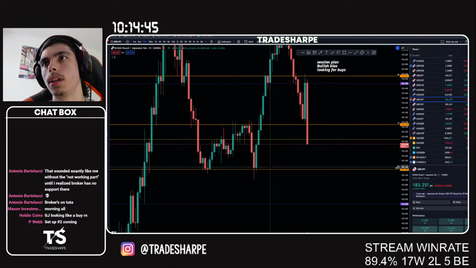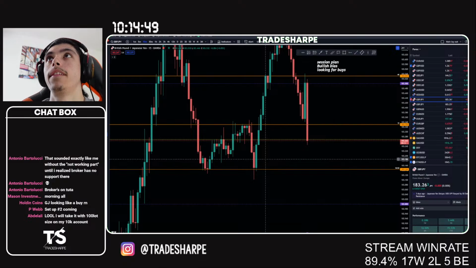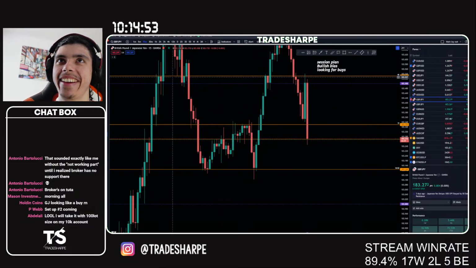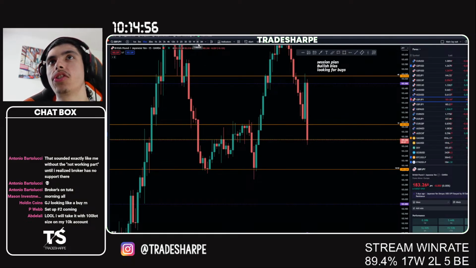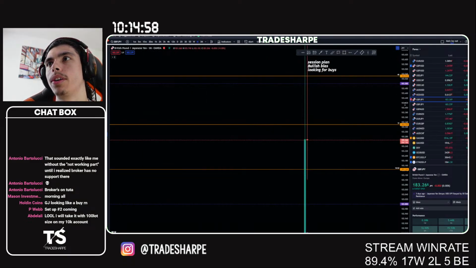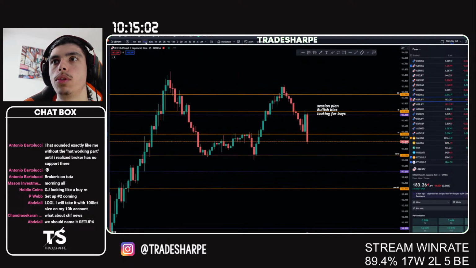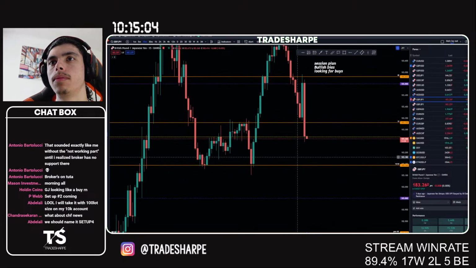Setup 2 coming? Yeah, we hope so. We'll see. 100 lot with 10k account. This could just be the monthly bottom wick now forming, right? We could form a steeper bottom wick now. Who knows? You know, we have to be patient here.